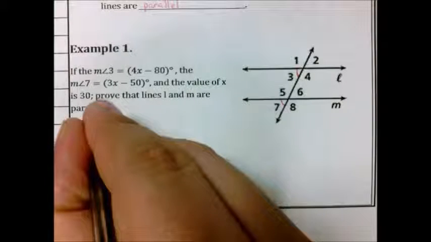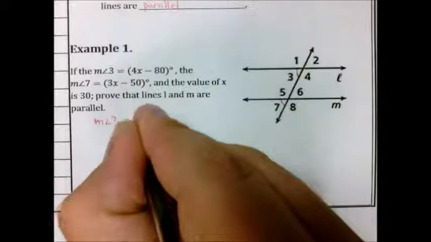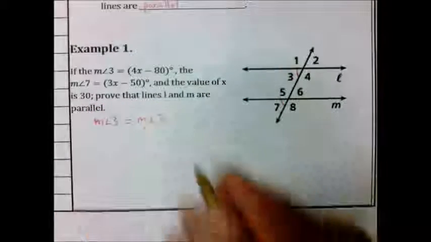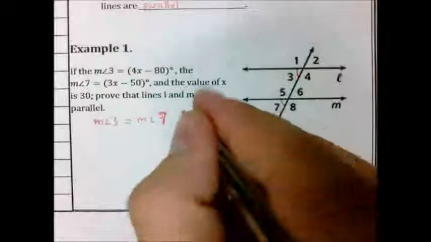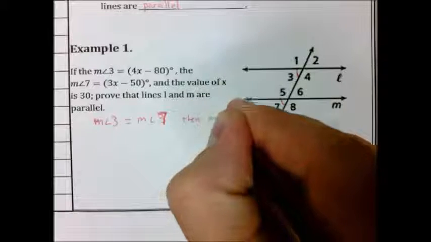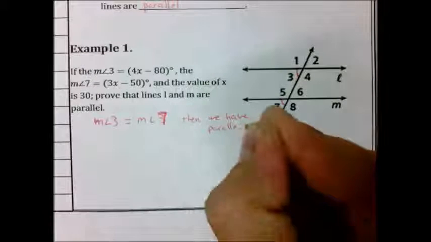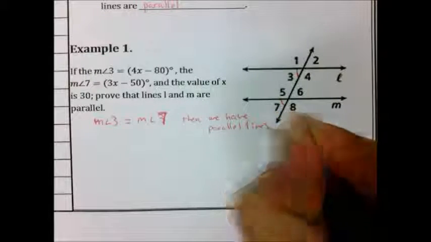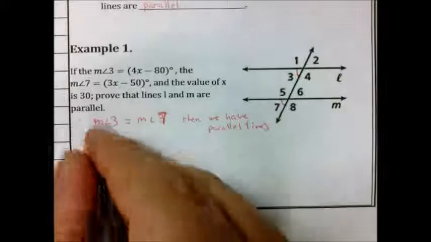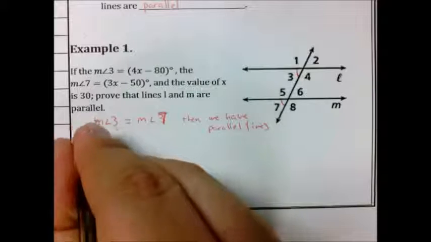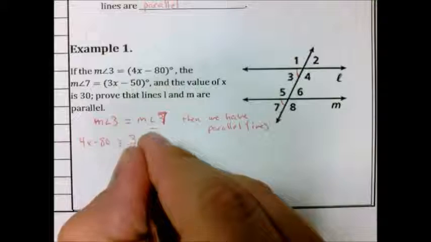Okay, so we need to say then that we've got the measure of angle 3, if that is equal to the measure of angle 7, not 3. If those two are equal to each other, then we have parallel lines. All right, so let's go ahead and substitute what we know for these two angles in and then solve. We know the measure of angle 3 is 4x minus 80 degrees, and that should equal 3x minus 50 degrees.